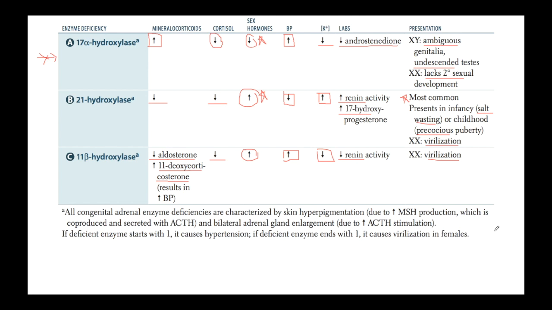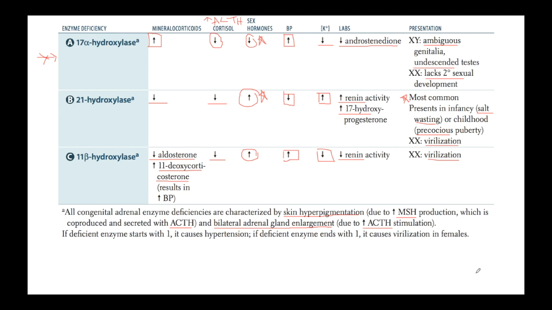And some additional findings for all of these, you can see skin hyperpigmentation because of MSH production, which has the same precursor as ACTH, so they'll get produced and secreted together. And because you have low cortisol across the board, you're going to have increase of ACTH, as well as bilateral adrenal gland enlargement, also because of that increased ACTH.